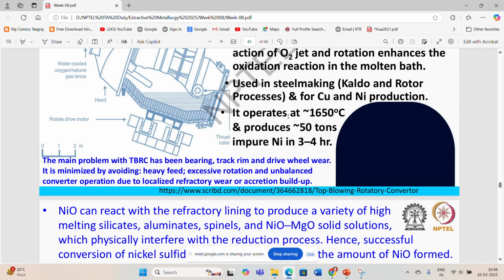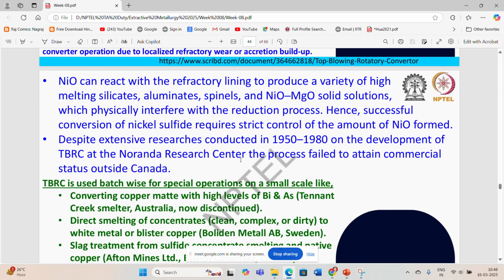The combined action of the O2 jet and rotation enhances the oxidation reaction in the molten bath. This is also used in steel making processes like Kaldo and Rotor processes, and for Cu and Ni production. It operates at around 1650 degrees Celsius and produces around 50 tons of pure nickel in 3 to 4 hours of batch processing. NiO can react with the refractory lining to produce a variety of high melting silicates, aluminates, spinels, and NiO-MgO solid solution, which physically interfere with the reduction process. Successful conversion of nickel sulfide requires strict control of the amount of NiO formed during the whole processing step.